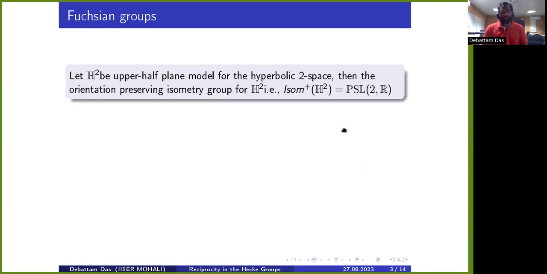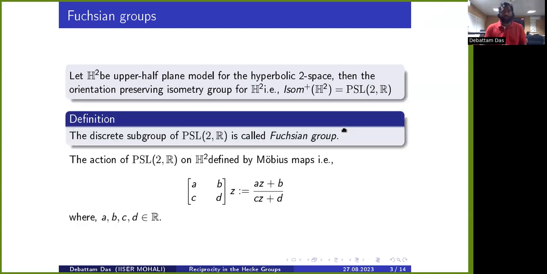Let H2 be the upper half plane model for hyperbolic two-space. Then the orientation preserving isometry group for H2 is PSL2R. The discrete subgroups of PSL2R are called Fuchsian groups. The action of PSL2R on H2 is defined by Mobius maps.